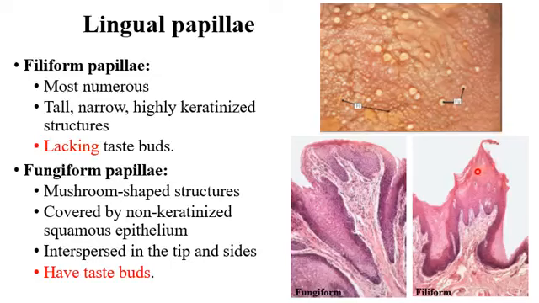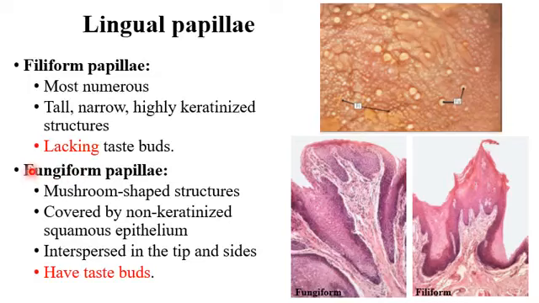This gives them a gray or whitish appearance, like this little dot in the dorsum of the tongue here. They provide a rough surface for movement of food during chewing. These papillae lack taste buds.